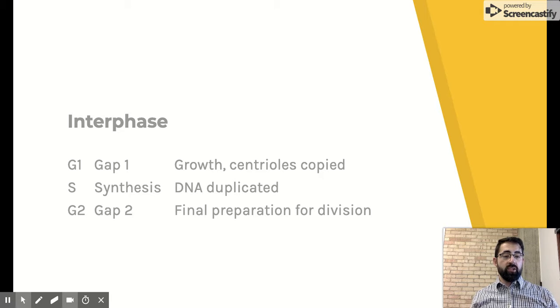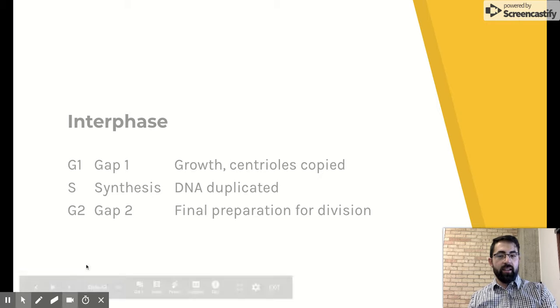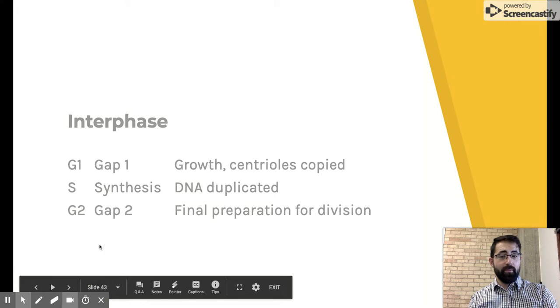And then gap 2 is when the cell doesn't seem to be doing much, but it's doing a lot of the preparation for cell division. It's a very complicated process. Not only do you have to duplicate all the DNA, but all the organelles have to be duplicated and organized as well.